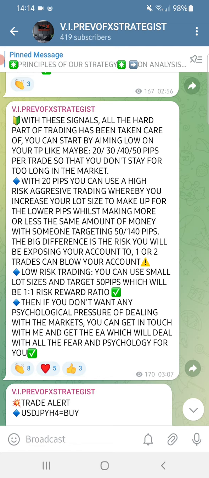And then we come to low risk trading. Here you can use small lot sizes and target 50 pips, which will be a 1:1 ratio. So our stop loss will be 50 pips and your target is 50 pips. That is a 1:1 risk reward ratio. If you don't want any psychological pressure of dealing with the markets, you can get in touch with me and get the EA, which will deal with all the fear and psychology for you.